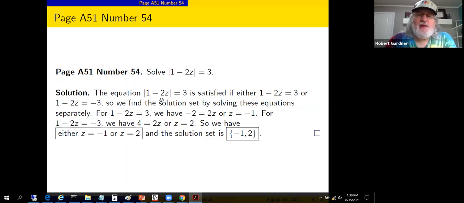This absolute value equation, the absolute value of 1 minus 2z equals 3, is satisfied if either 1 minus 2z equals 3 or 1 minus 2z equals negative 3. Because the absolute value of 3 is 3, and the absolute value of negative 3 is also 3. So it produces two equations.